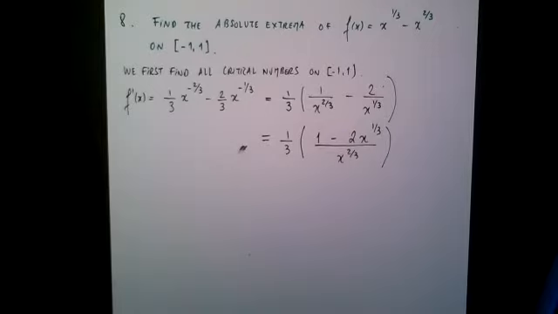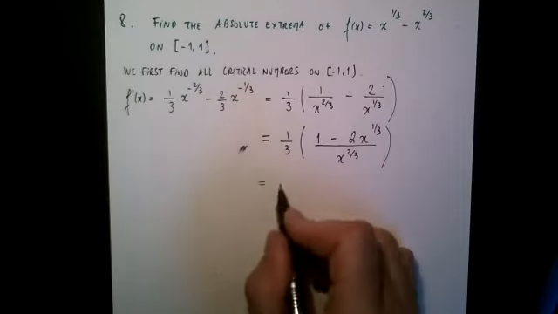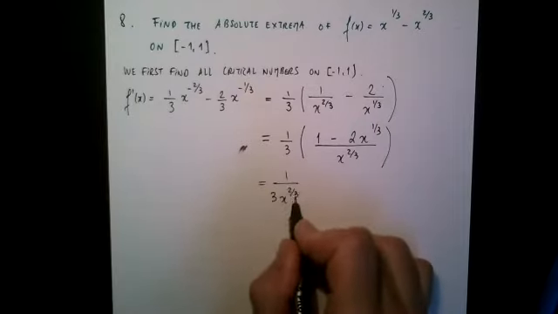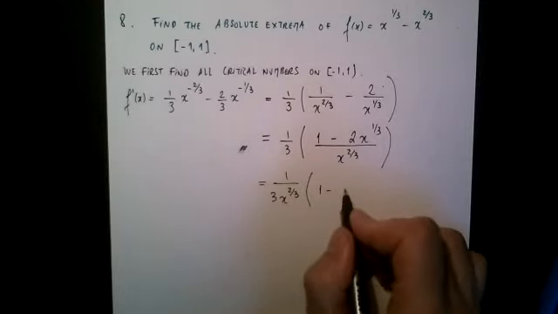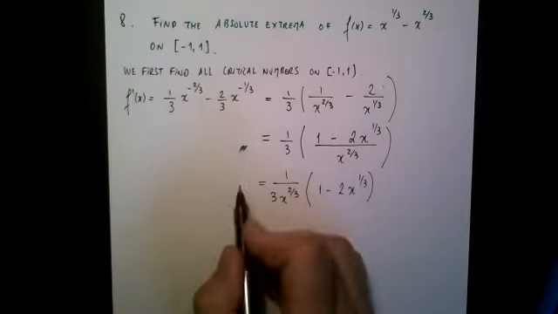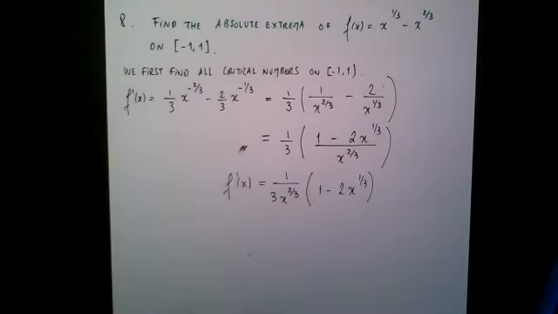You guys okay with me? No questions? Okay, so this I could pull in front: 1 over 3x to the 2/3 times 1 minus 2x to the 1/3. That's it. This is f prime of x. Yeah, that's how I would have done it.